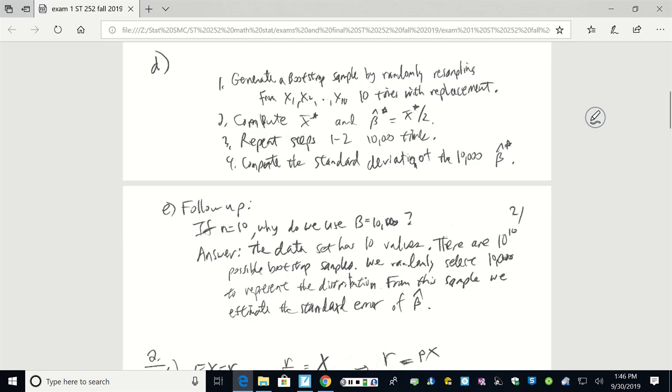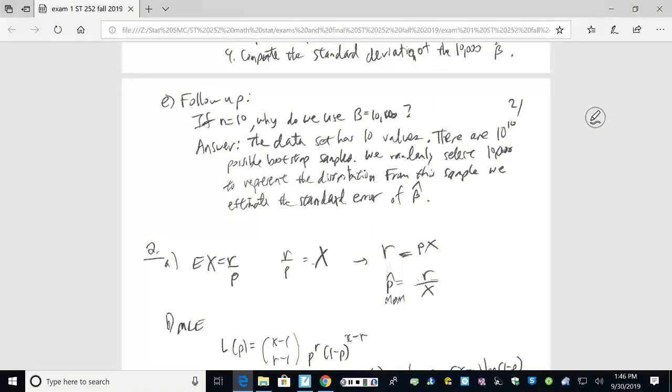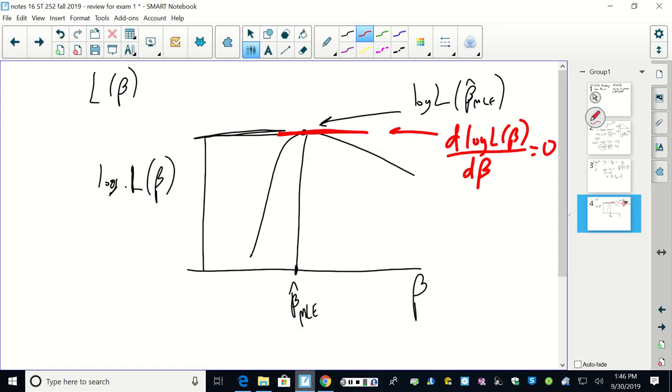Anyway, that's the follow-up. There are 10 to the 10th possible bootstrap samples. And we ran these 10,000 to represent the sampling distribution. And from that sample of 10,000, we can estimate the sampling distribution. So that was one practice. There's a couple other practices that are kind of related on the next part. Any questions on that one before we go?